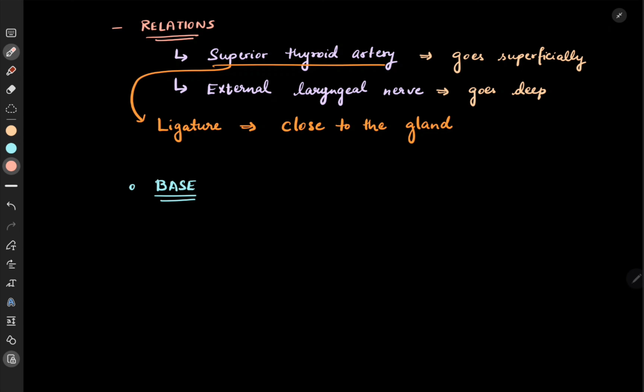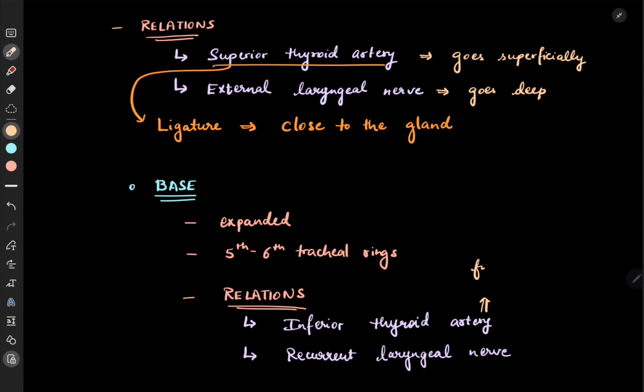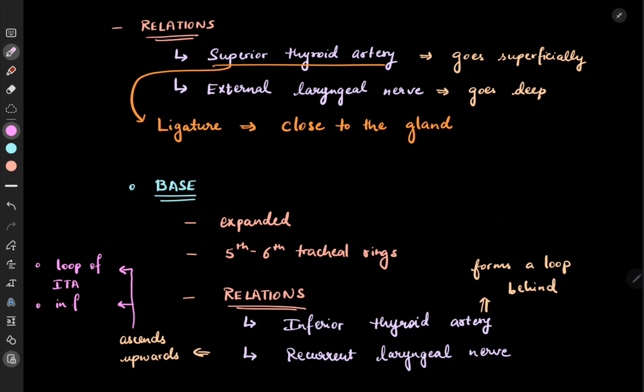Let's see about the base. It is the expanded part which is present near the 5th to 6th tracheal rings. The relations of the base are the inferior thyroid artery and the recurrent laryngeal nerve. The inferior thyroid artery forms a loop behind the base, and the recurrent laryngeal nerve ascends upwards, either within the loop of the inferior thyroid artery, or in front of the loop, or within the branches.